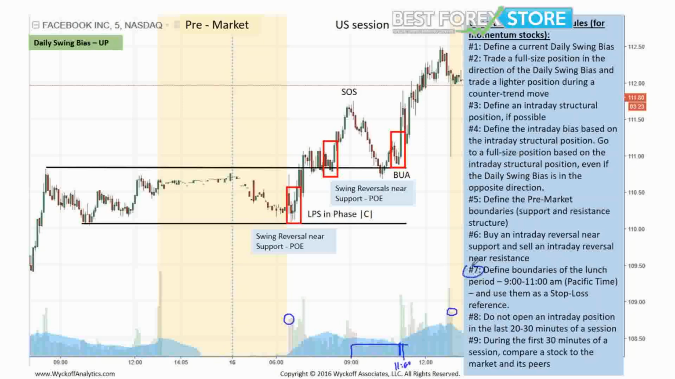My preference is just not to initiate a lot of positions and to not even trade that time period at all. And you could see how all of these signals right here are either before 9 or after 11. And then during the last 20-30 minutes of the session, I try not to open any positions.